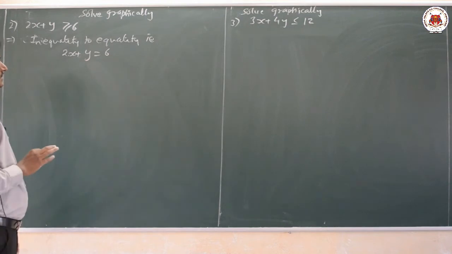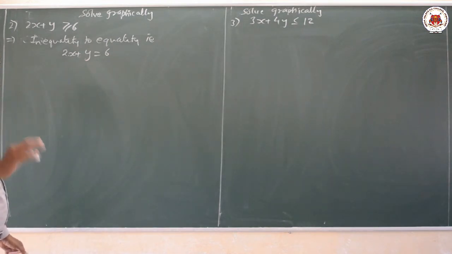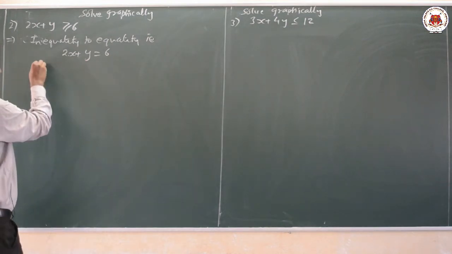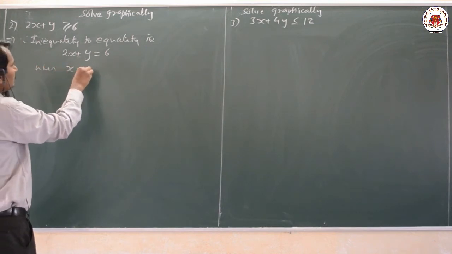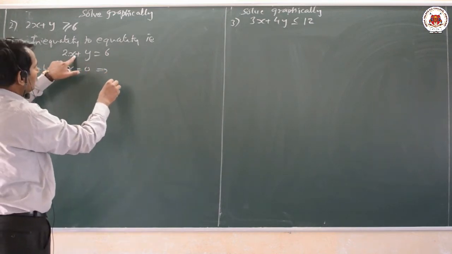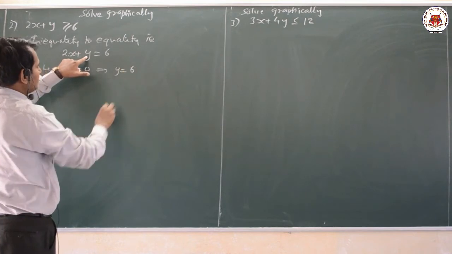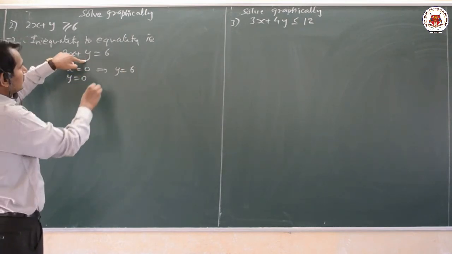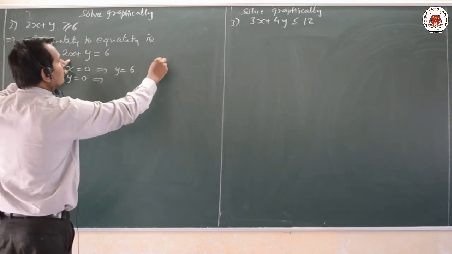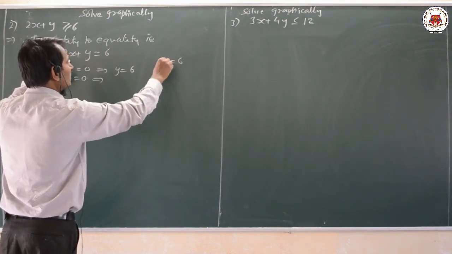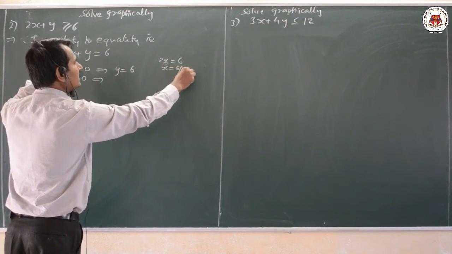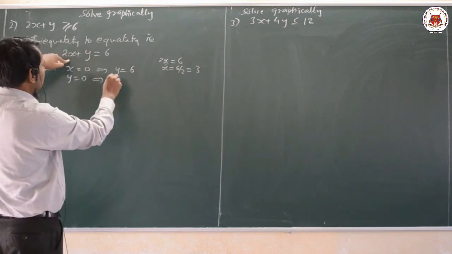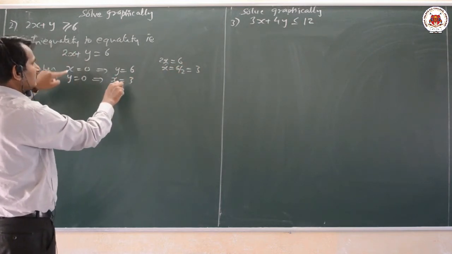Now, the first step. The second step is we require to find out the coordinates, that is when x equal to 0, what happens to y? X equal to 0 means y is equal to 6, and when y is equal to 0, we have 2x equal to 6, x equal to 6 by 2, that is 3 here. That is x equal to 3.